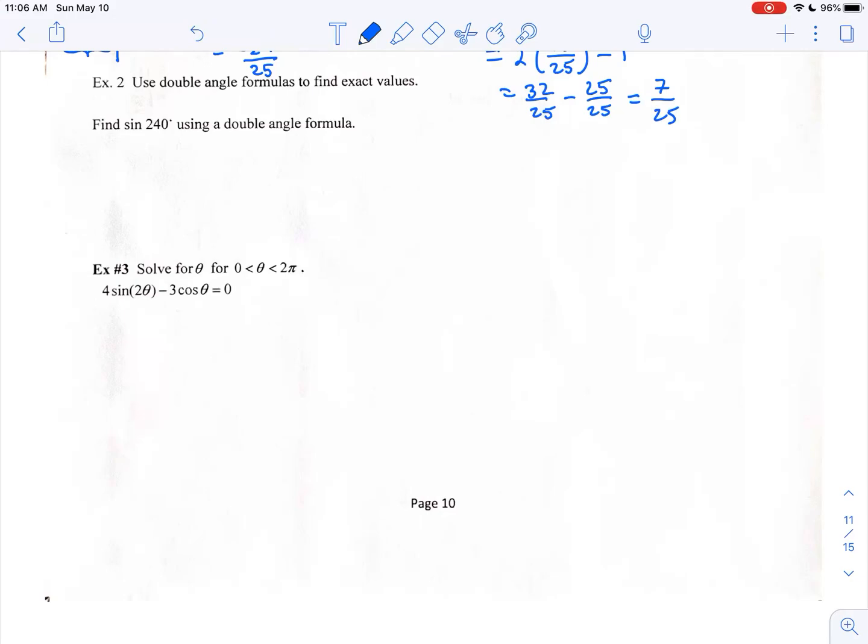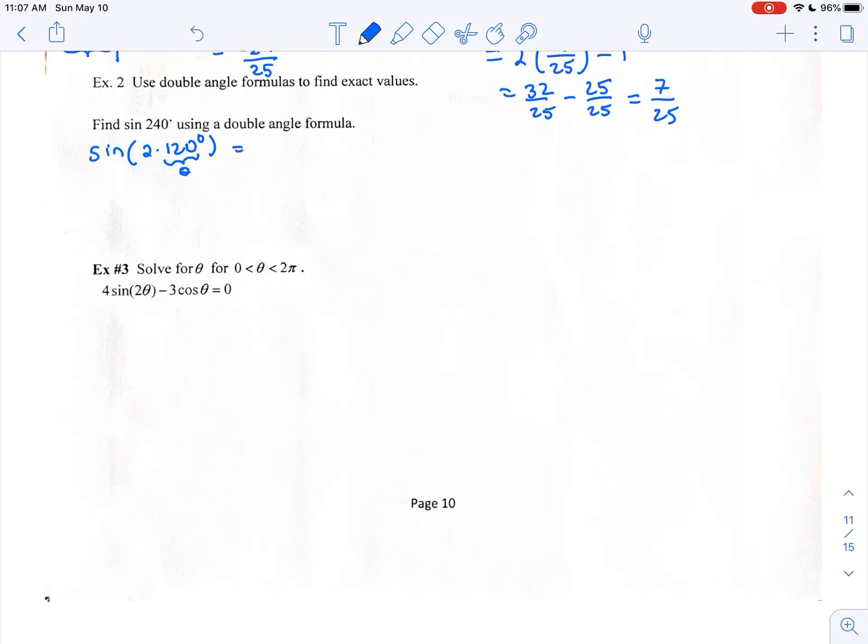All right, so sine of 240 degrees, we're going to use the double angle formula to solve for that. If I'm using the double angle formula to solve for that, then I'm going to try to figure out what 2 times what angle is equal to 240, or in other words, 2 times 120 degrees is equal to 240 degrees. So 120 degrees is our theta.